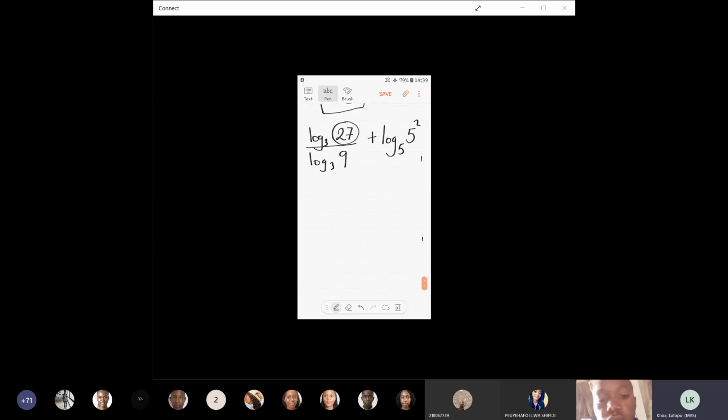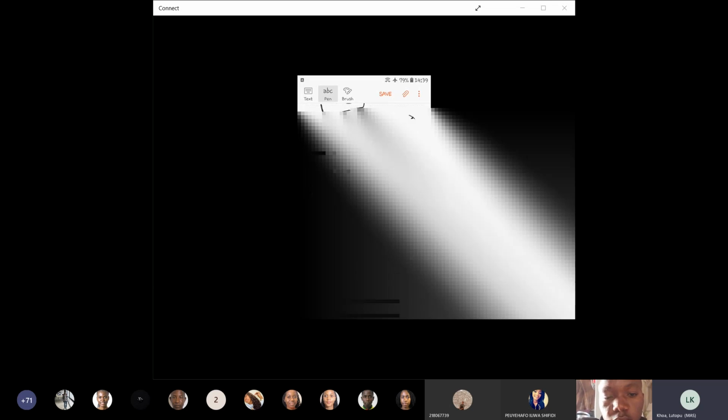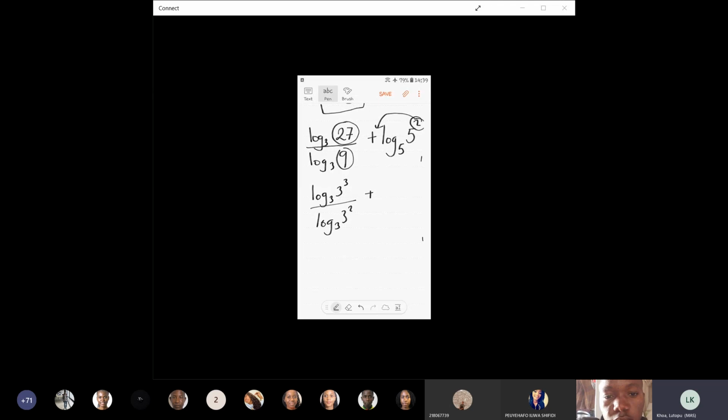27, I said I can write it as 3 to the power of 3, and 9, I can write it as 3 to the power of 2. So I have log base 3, 3 to the power of 3, over log base 3, 3 to the power of 2, and then over here, my argument has an exponent, so I can always bring the exponent down, and then I will have 2 log base 5 of 5. So that's what I'm also going to do over here. The 3 will go down, the 2 will go down.